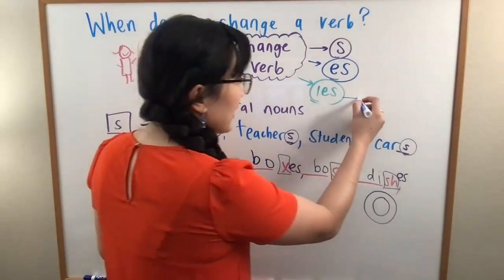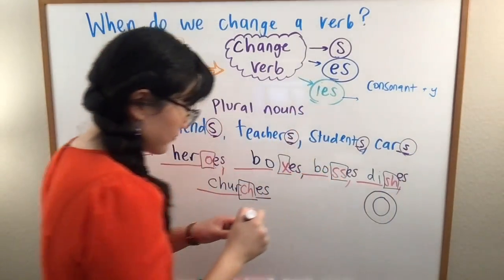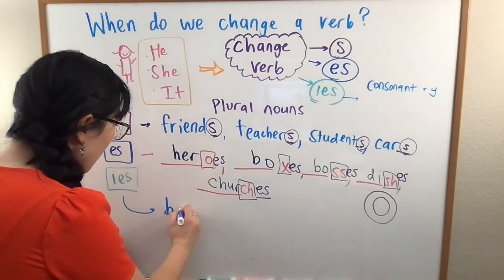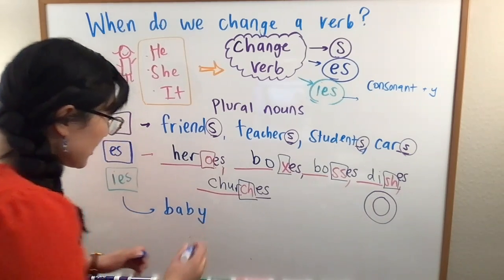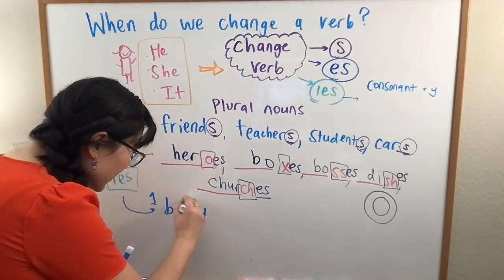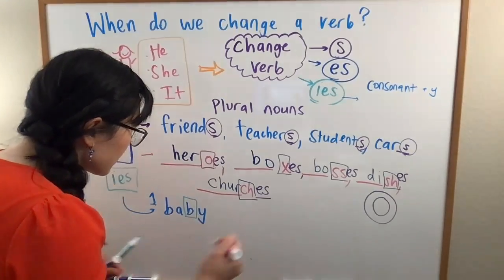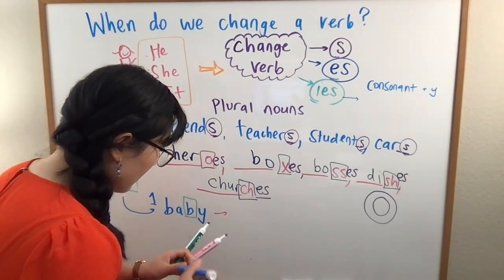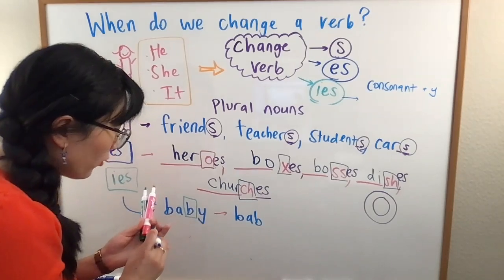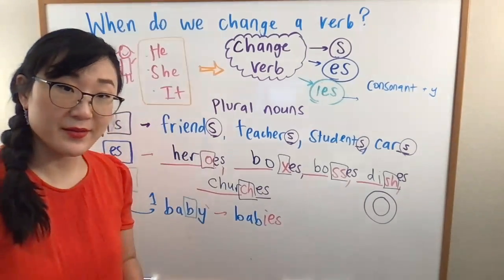We change this when I have a consonant in front of this Y. A consonant in front of the Y. So if I say, oh, that is an adorable baby. Baby, there's one baby. But because this is a consonant and Y, okay, now I'm going to change this to babies. Consonant, only change this Y. So IES.